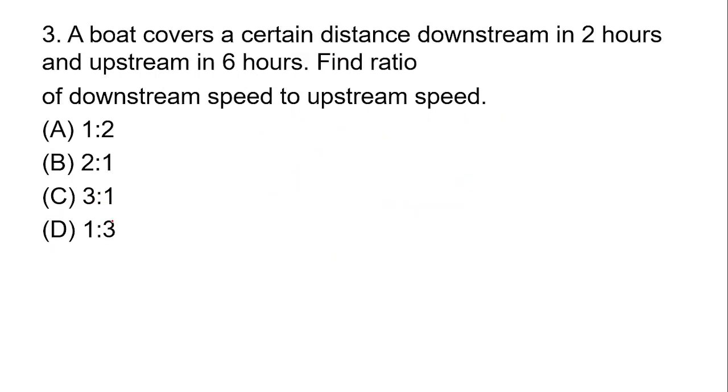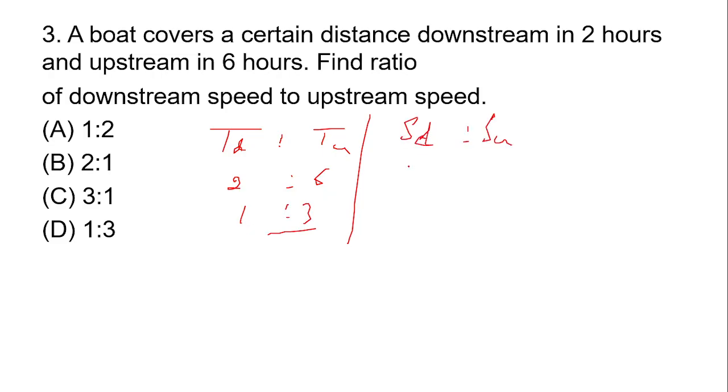A boat covers a certain distance downstream in 2 hours and upstream in 6 hours. So the distance is same. We need not worry about it. So we can just take the time as 2 hours and 6 hours. So if we observe time downstream and time upstream, downstream is how much? 2 hours. Upstream is 6 hours. What does it mean? If we simplify this, 1:3 is the time ratio. So what will happen to speed ratio? Speed downstream, speed upstream, SD and SU. This will be inverse. 3:1. That's it. So option C, 3:1 is the right answer.